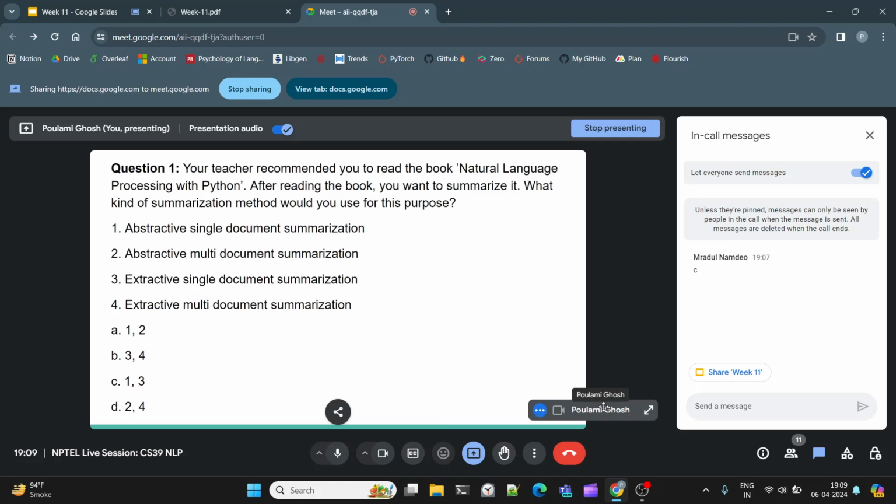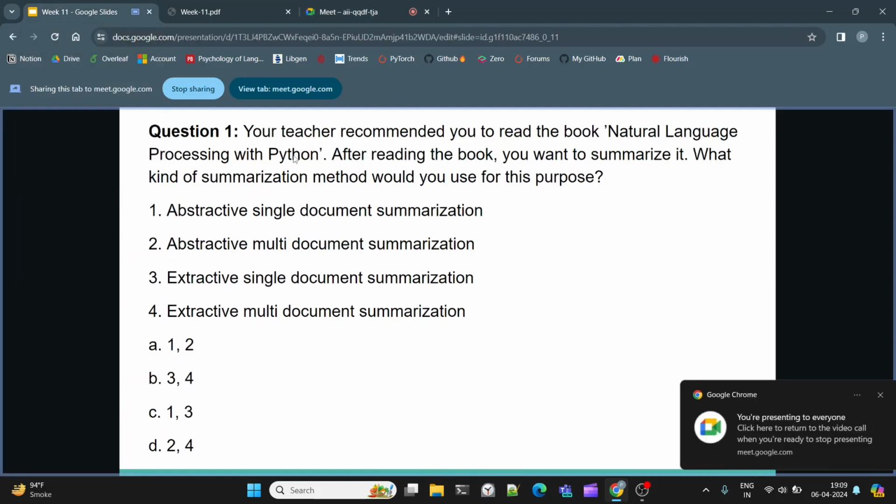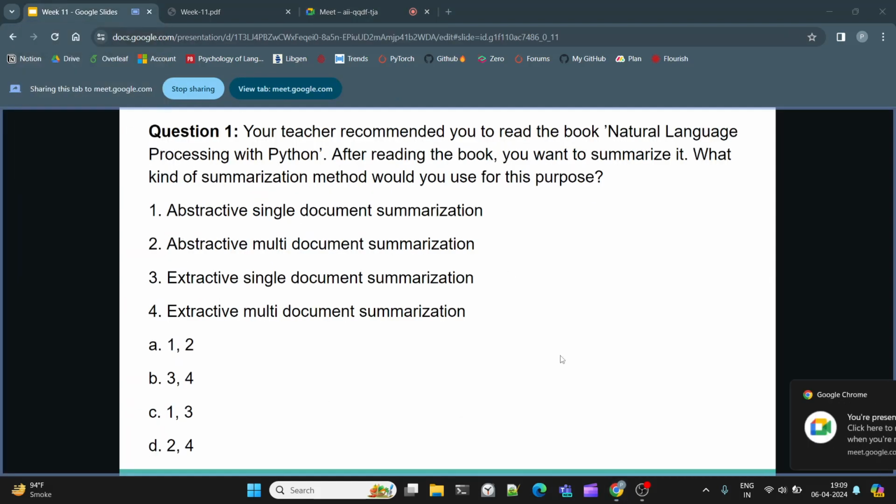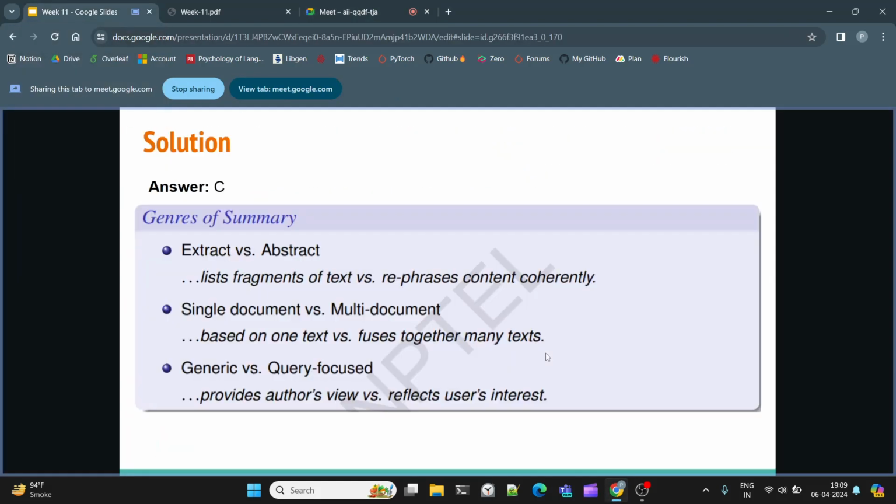Yeah, that makes sense. Would anybody else like to add on to what Madhur said? All right, so let's discuss the solution. So the answer is C. Before jumping on to why the answer is C, let's discuss the broad genres of summary.